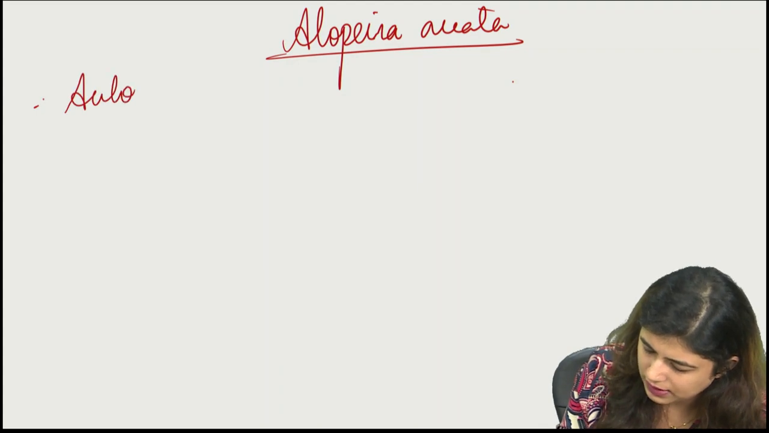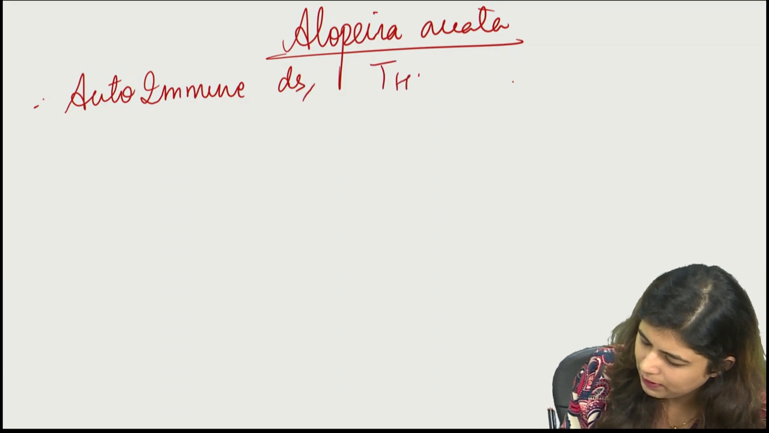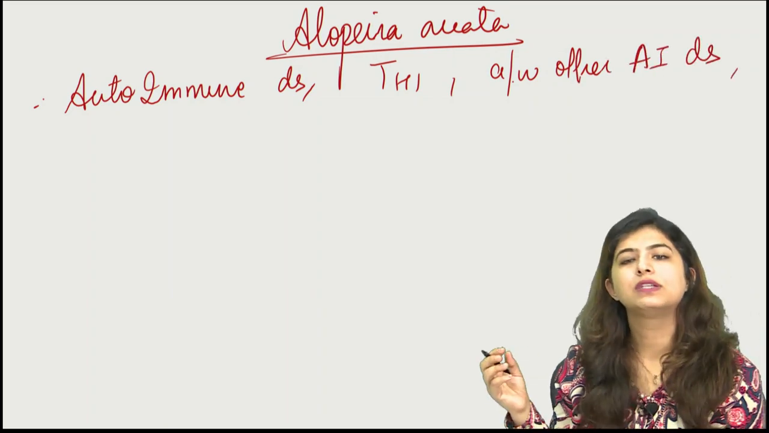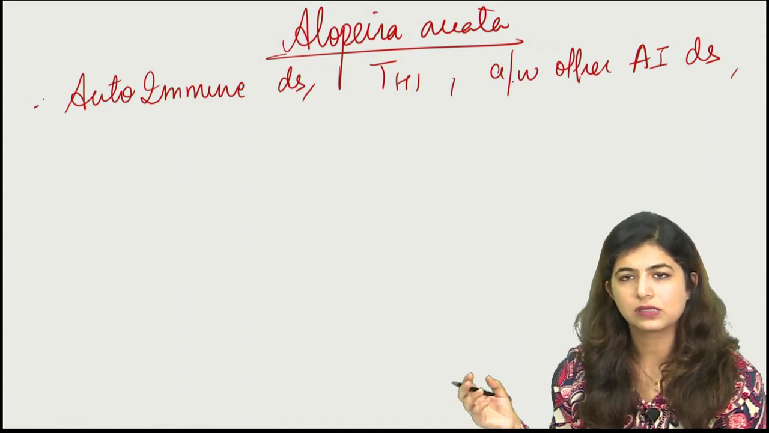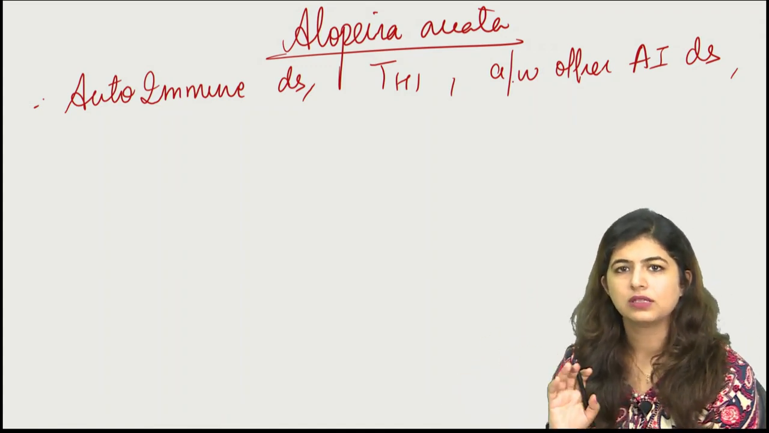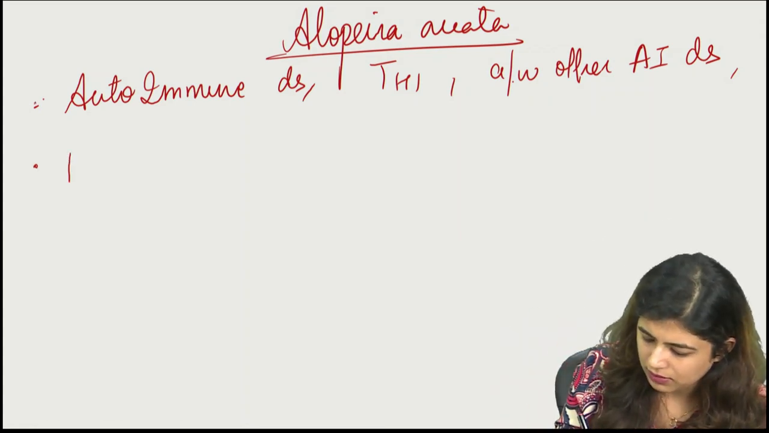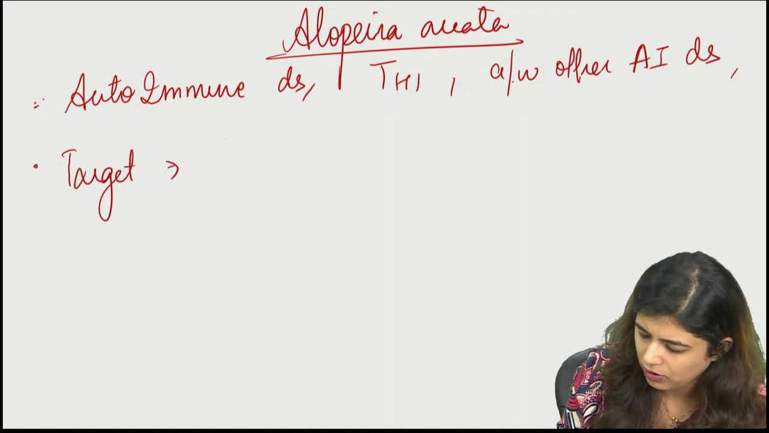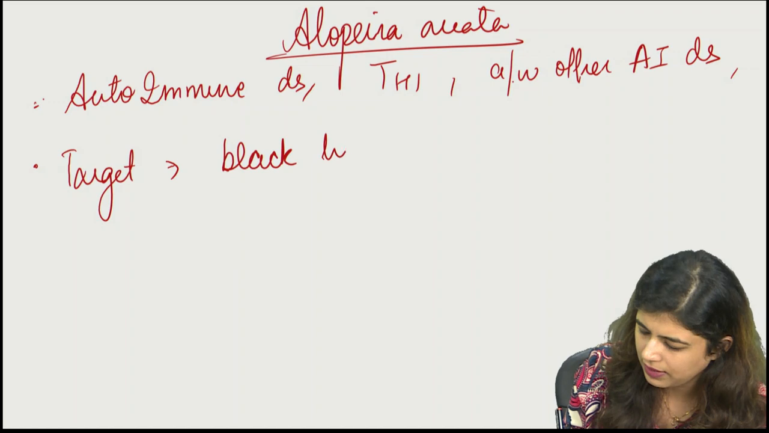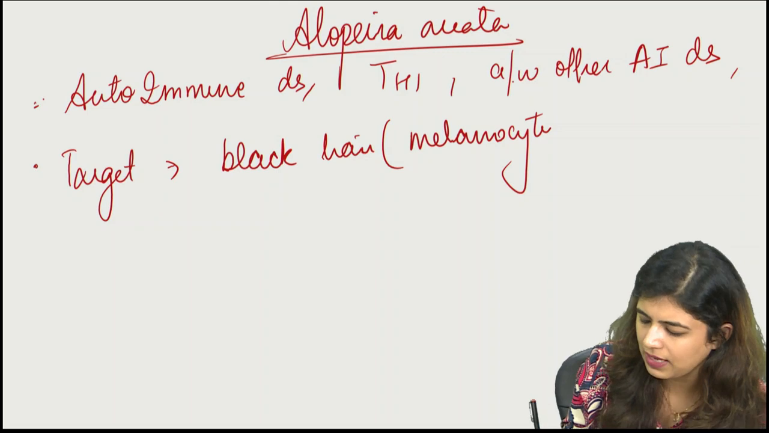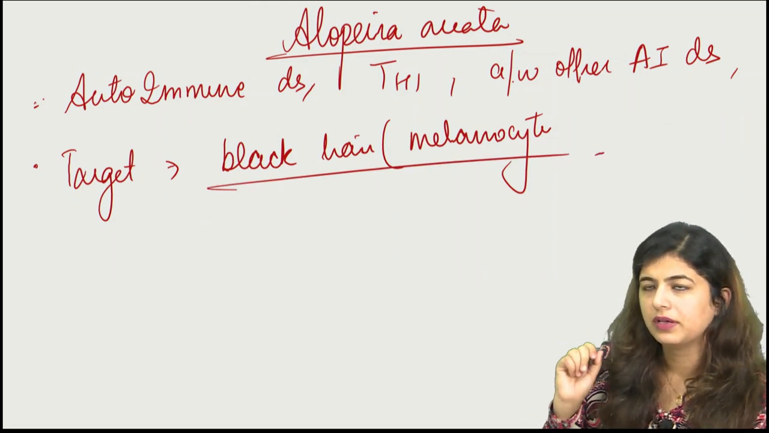You should know that this is an autoimmune disease, Th1 type, so it may be associated with other autoimmune diseases like vitiligo, psoriasis, Hashimoto's thyroiditis. These are the other Th1 type of disorders. Here, what is the target? Target are your black hair, that is the melanocytes within these black hair, which is why your gray hair are preserved.